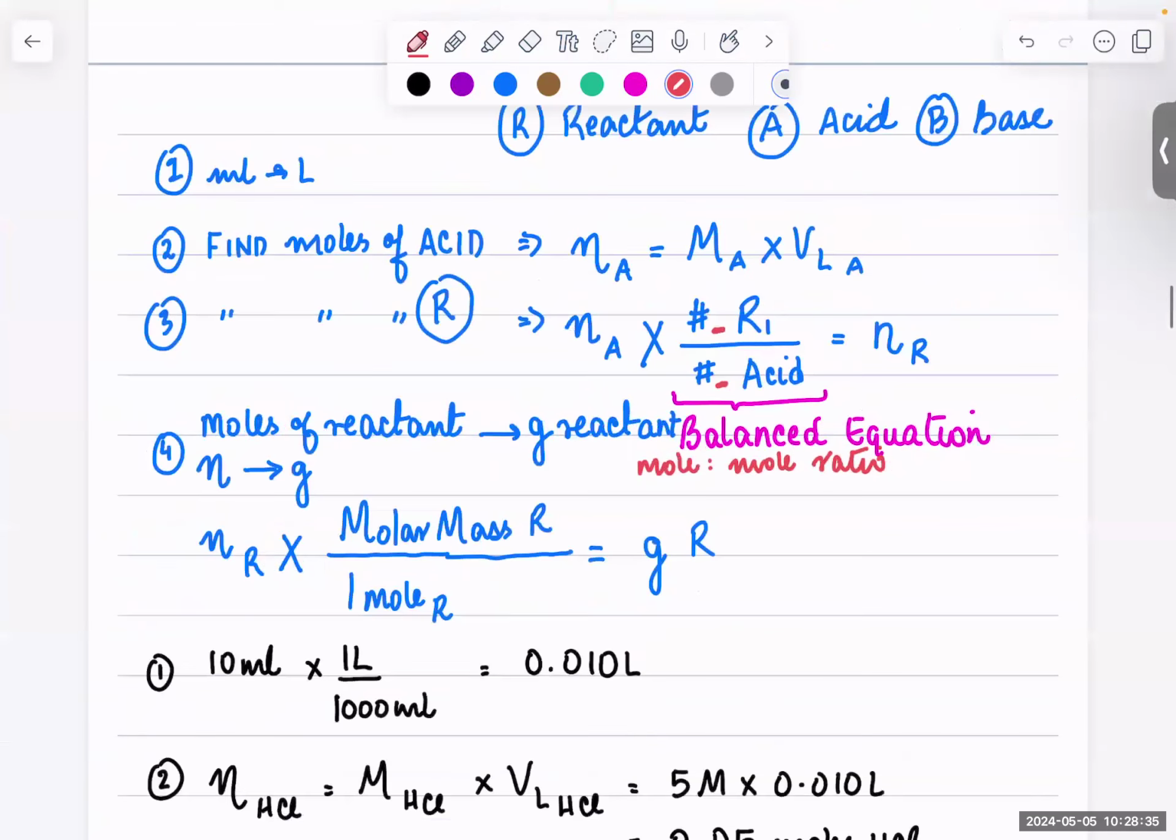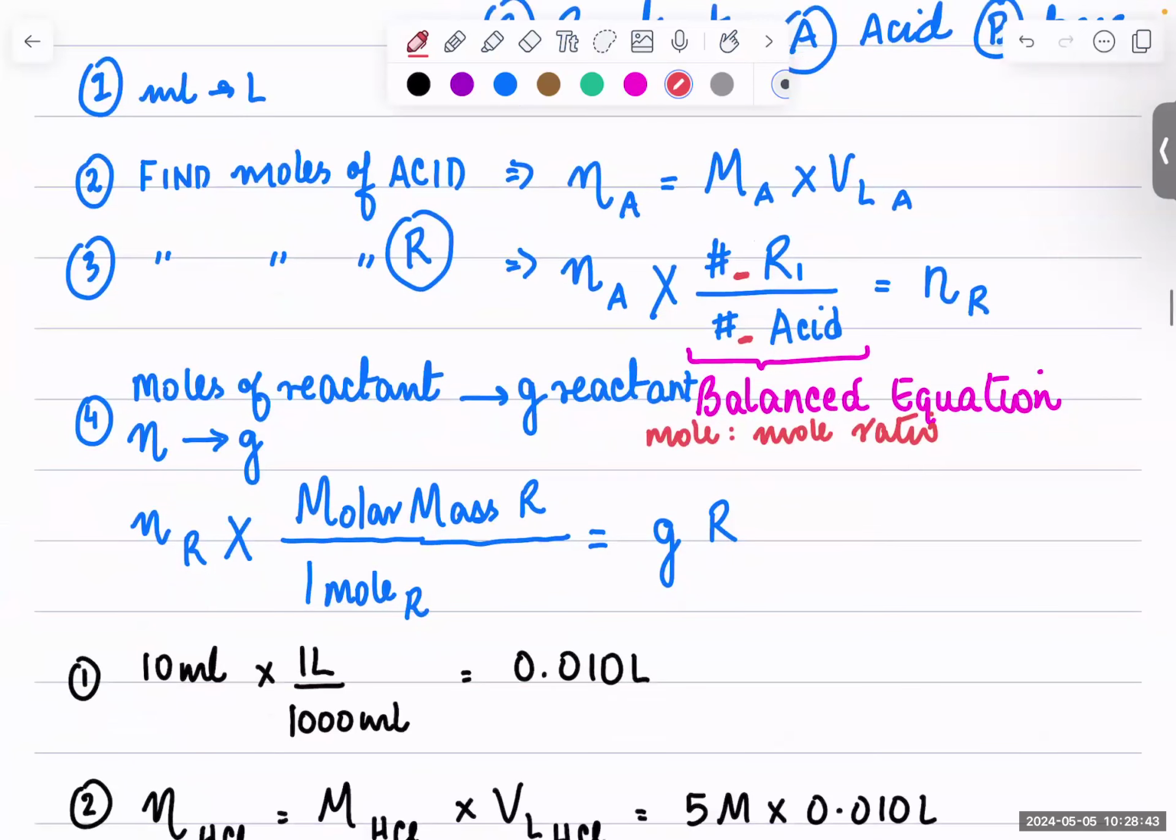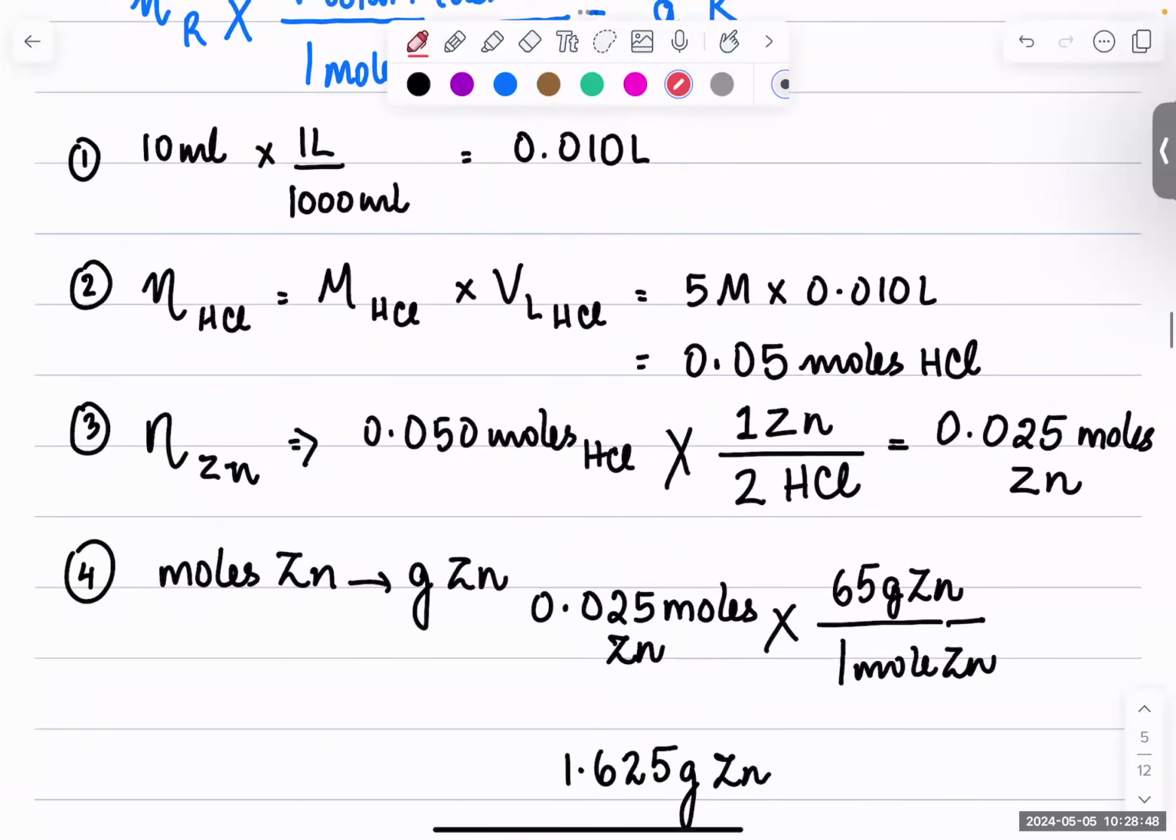Next is the moles of the reactant. You convert them to grams of the reactant because that's what the question asks. And for that, you would need the molar mass of the reactant. Okay, so this has been done, I believe. Yeah, so this I did for you guys, so you can double check this one.